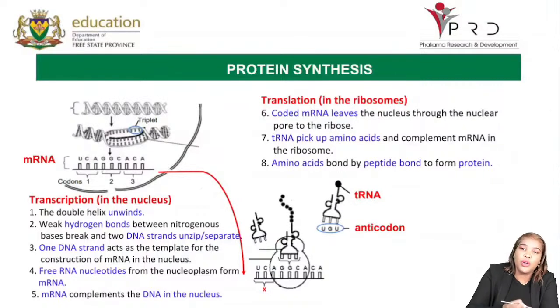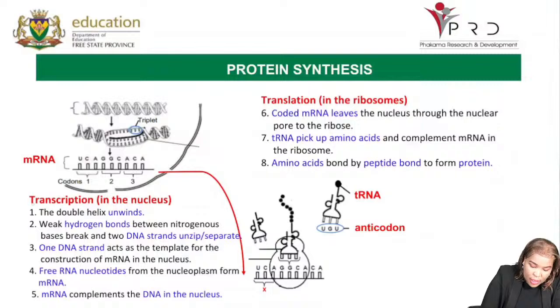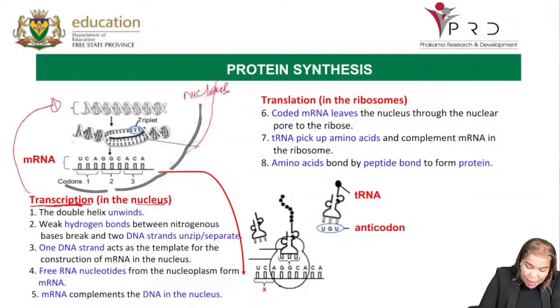So it's a whole process that starts from transcription. So transcription happens where? In the nucleus. So you see here, this diagram over here, I'm just going to draw it here. This diagram is your nucleus. So this is what is happening inside the nucleus. So transcription is happening in the nucleus.